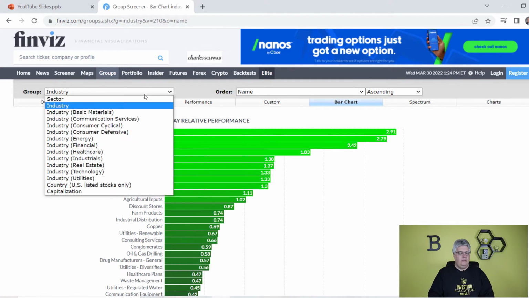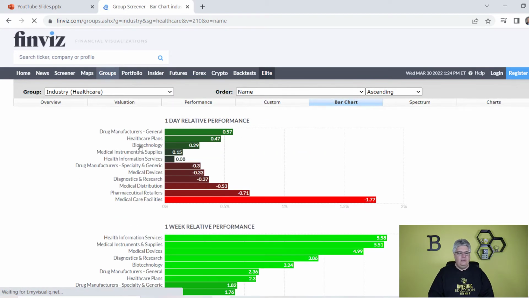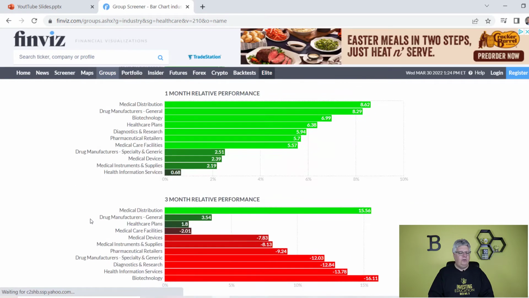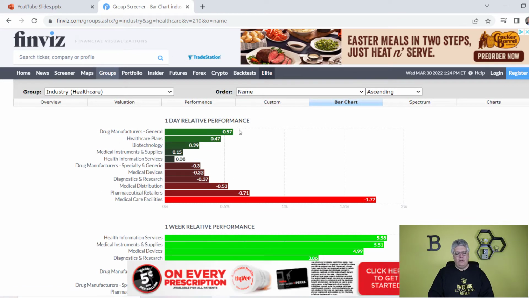So you can go in here under where it says overall industries, but you can zero in on a particular industry, and then we'll drill down even further. So let's take healthcare. And you can see the 1 day, and again, you have week, month, year. So we'll just keep a day to keep it simple. But you can see that drug manufacturers are up 0.57, where medical facilities are down 1.77 for the day, right?